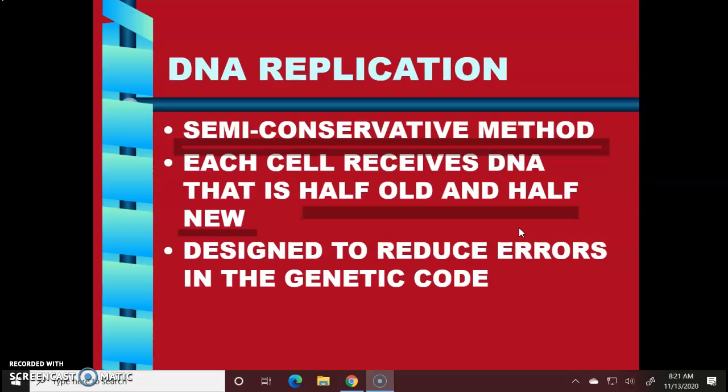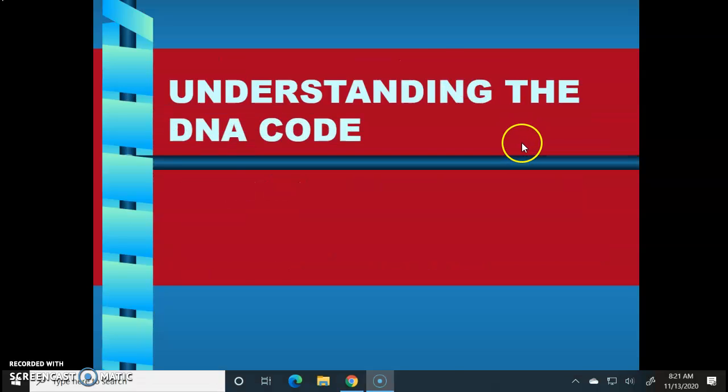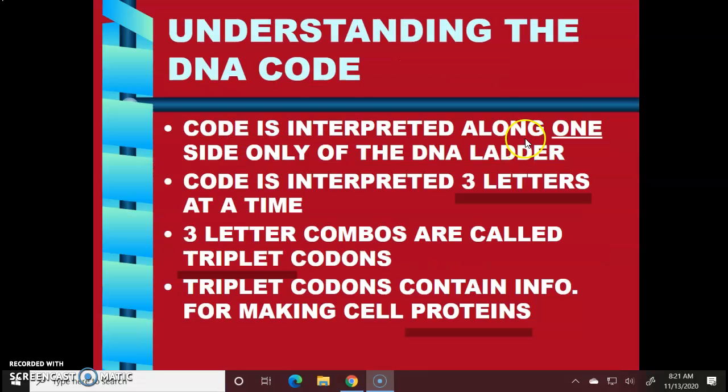Okay, so let's talk about this code. What's this all about? So understanding the code. All right, number 1, the DNA code is interpreted along one side of the ladder, 3 letters at a time. And these 3-letter combos are called triplet codons. And the triplet codons contain information to make proteins.